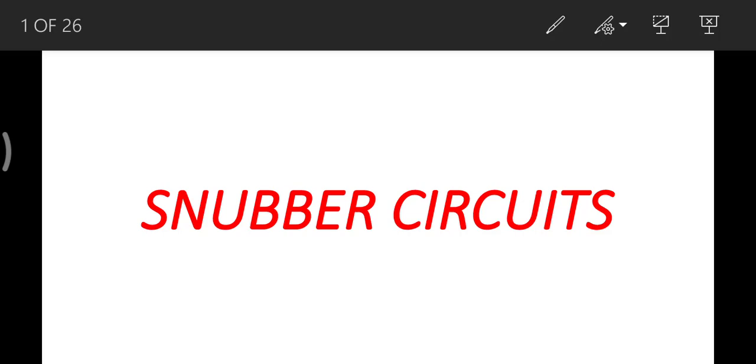Good morning, students. In our last class, we discussed what is IGBT, how it works, and the different types of characteristics of the IGBT. In today's class, we are going to discuss snubber circuits. Let's see what is a snubber circuit.